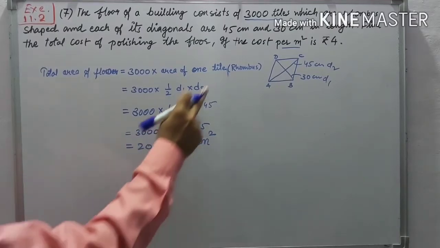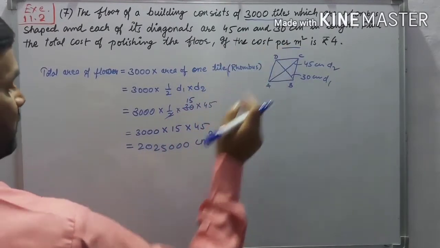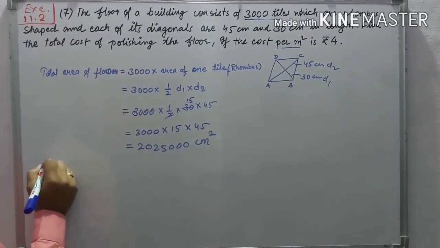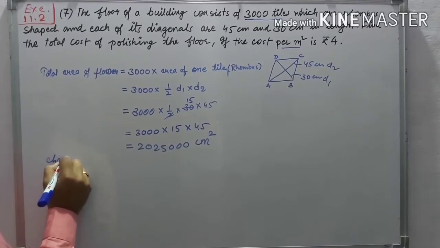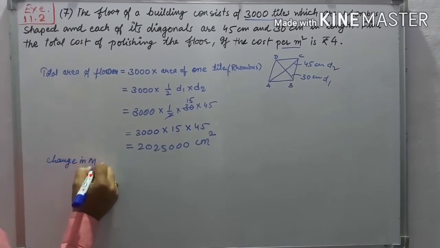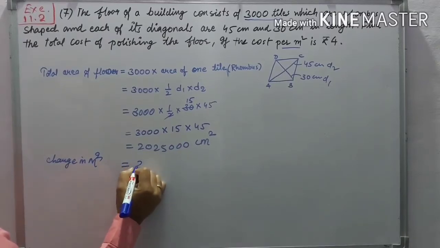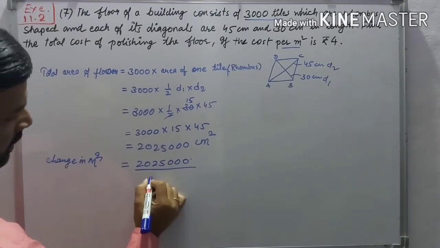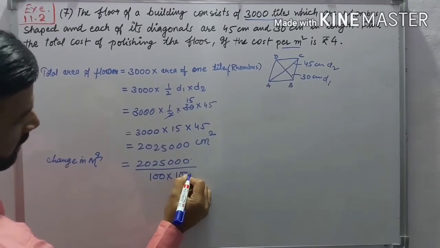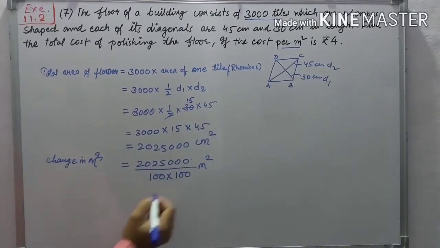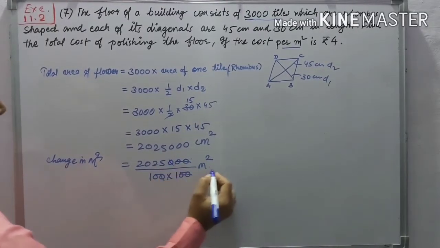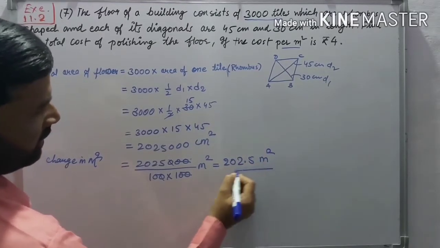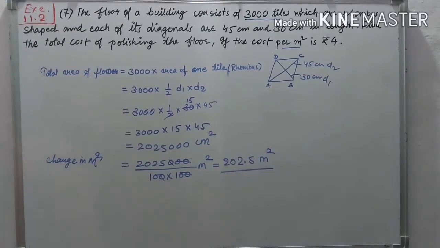But here is one problem: the cost is per meter, so first you change the total area into meter square. Meter square means 2025000 upon 100 into 100, which is equal to 202.5 meter square. This is the area of the required floor.